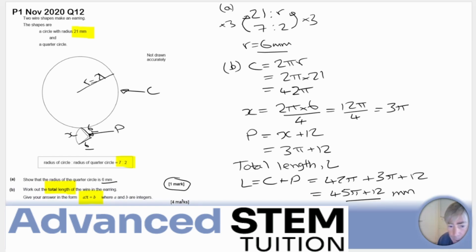Okay, so there's our 4 marks, so giving us a total of 5 marks, which was actually not a bad question when it's broken down.